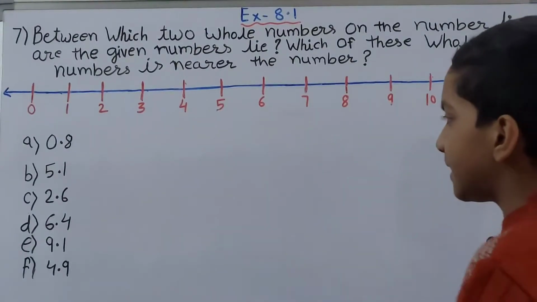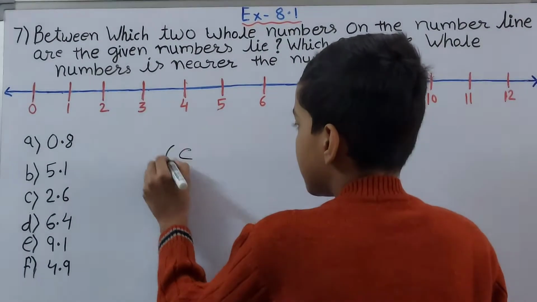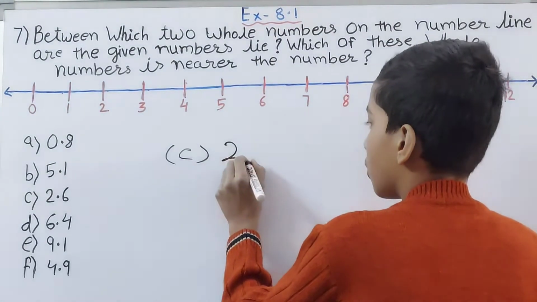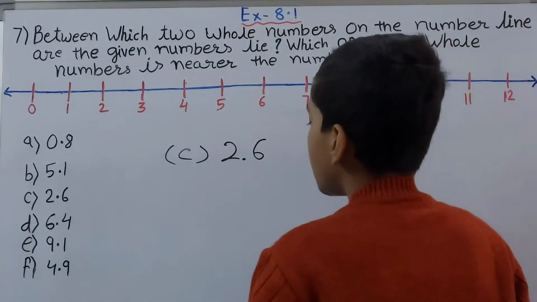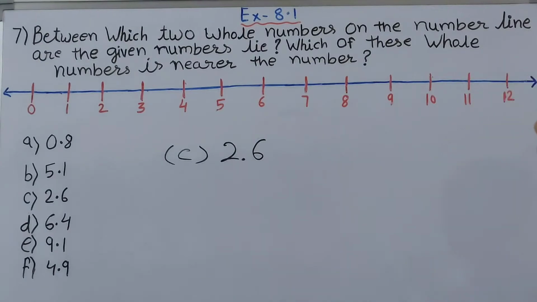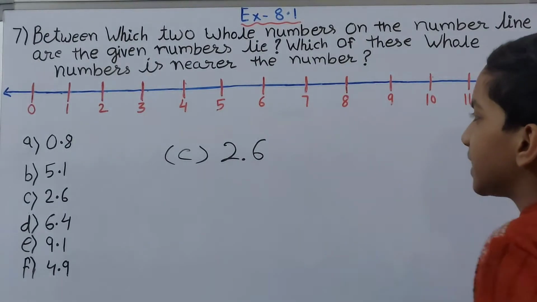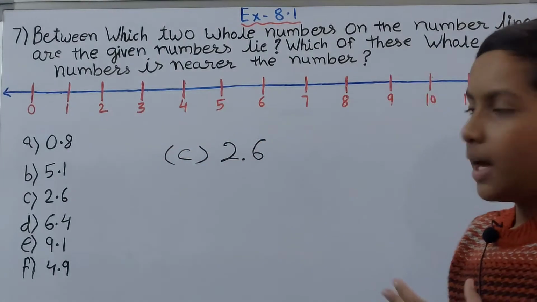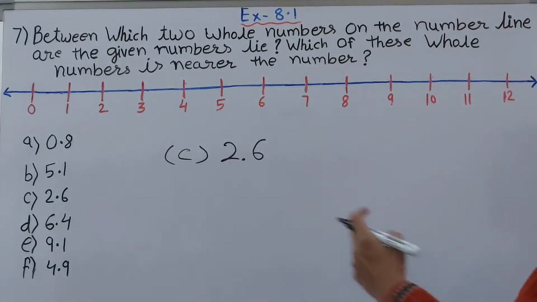Now friends, let's see the C part. The C part is 2.6. We need to find the two whole numbers that 2.6 lies between. So definitely it will lie between 2 and 3. Over here you can see we are having 2. So 2 and 3 are the two whole numbers.